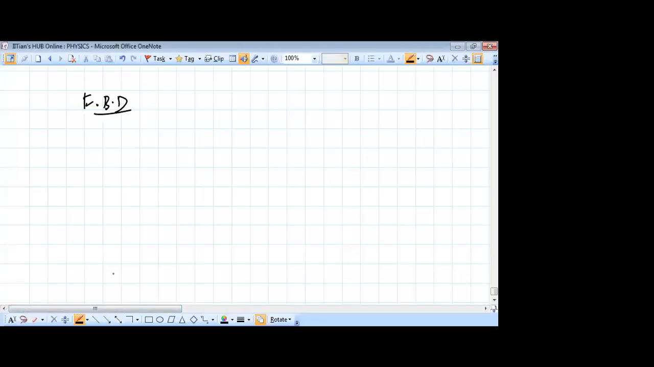Just give me a moment, people. I'll reshare the screen. Yeah, so the forces which are acting are weight, normal reaction, and this time interestingly the external force is horizontal.